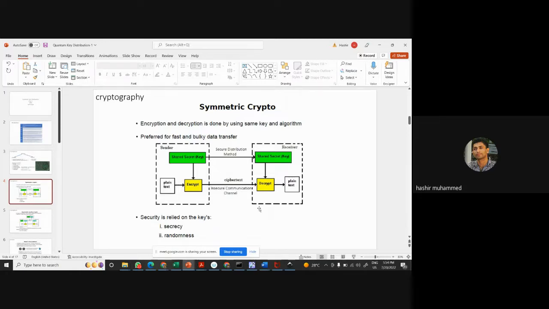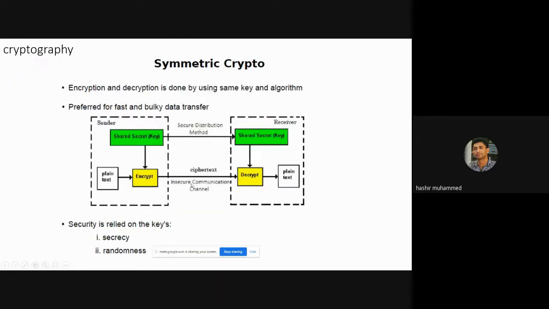And so we will use the same key, do the process, and get the message out of it. That's how it works. Here the security is borne by the fact that we keep it secret. And secondly, randomness. We keep the secret key as random as possible so that nobody can guess your key.